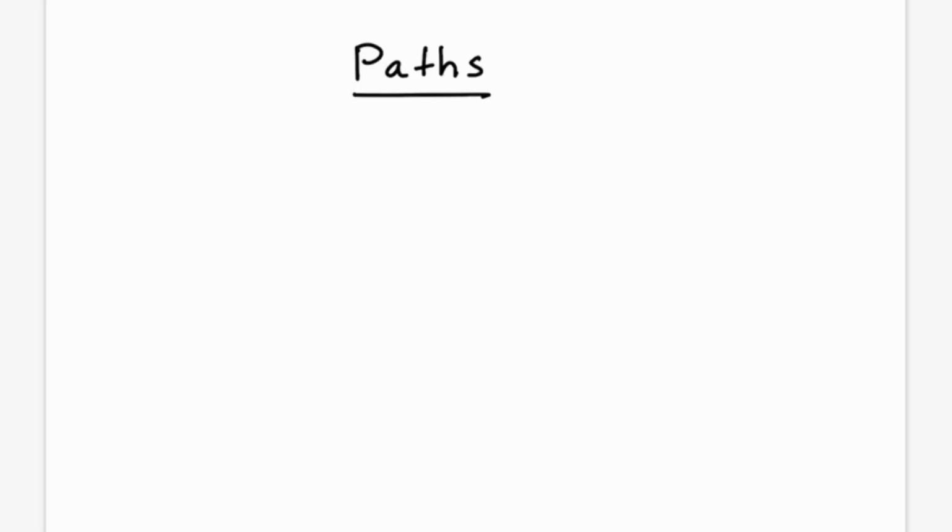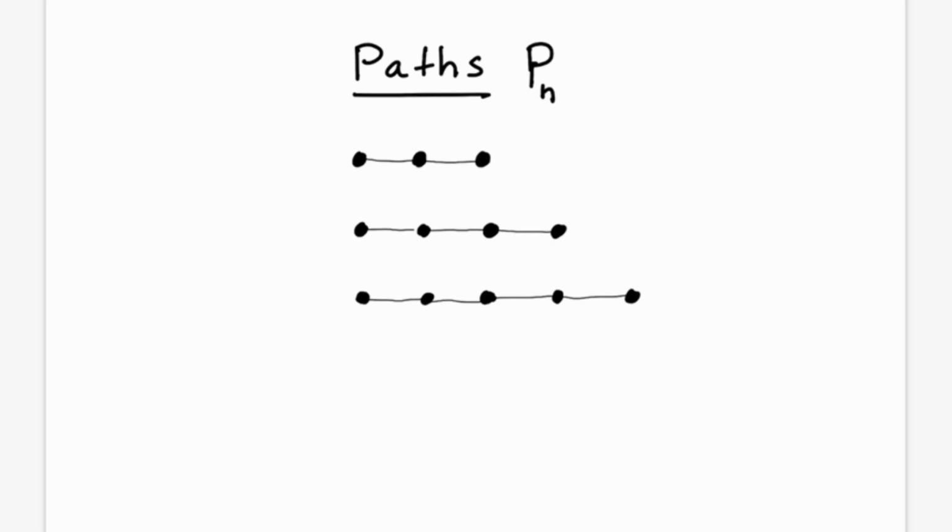The word path is a really descriptive name. Here's what the path on 3 vertices looks like. Here's the path on 4 vertices. And the path on 5 vertices. Now we're going to introduce some notation. We call this family P sub n. We write it using a capital P with a subscript lowercase n. The lowercase n refers to the number of vertices in the path. And of course, the capital P stands for path.